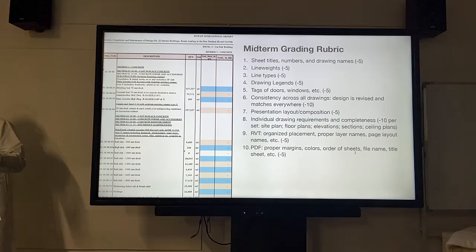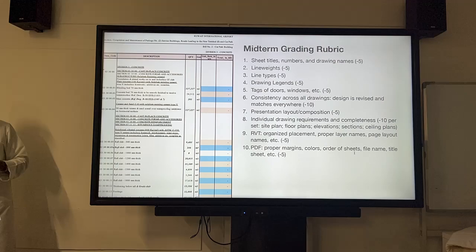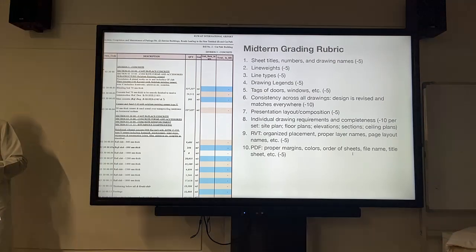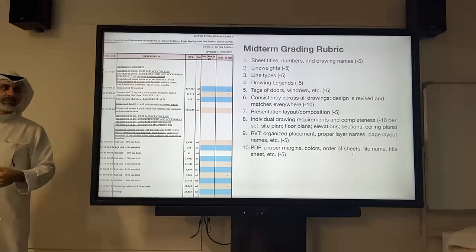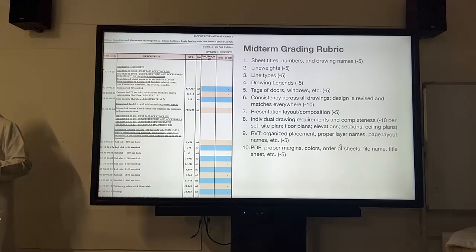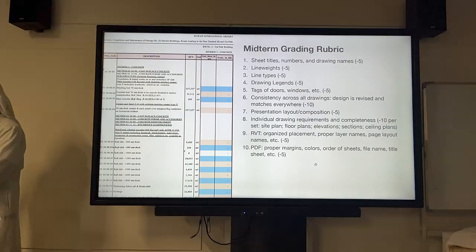The order, make sure that the order is set properly. It should go by the numerical sequence, A100 first, then 200. Sometimes Revit will not necessarily do that unless you specify that order. Your title sheet at the end, things of that sort. Any questions about the midterm grading rubric?